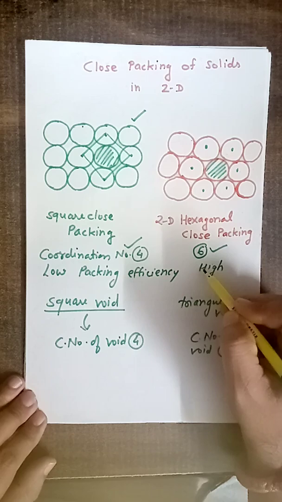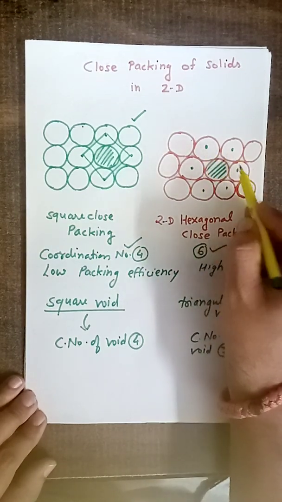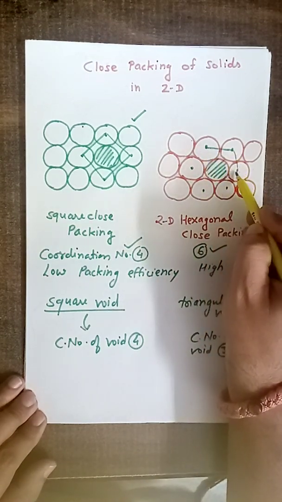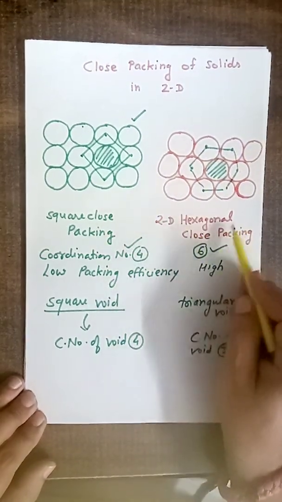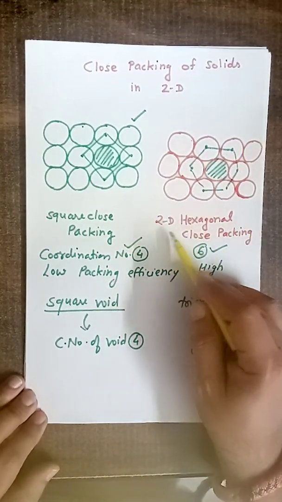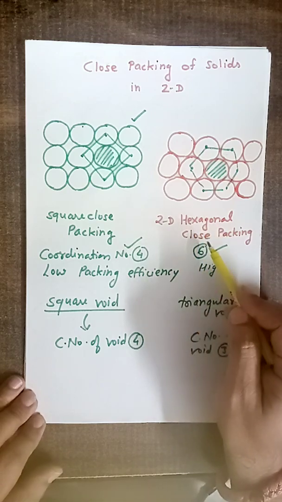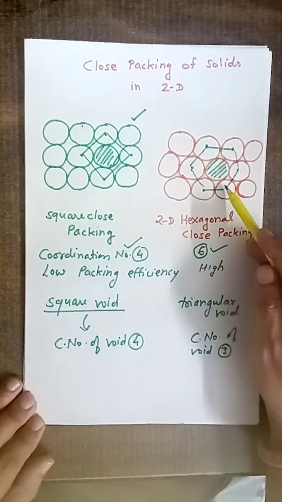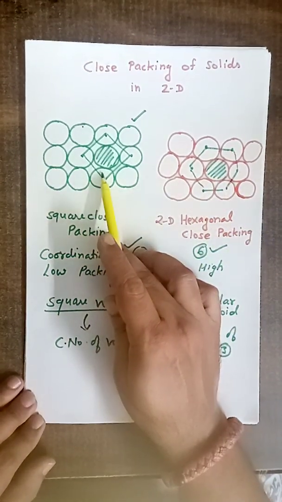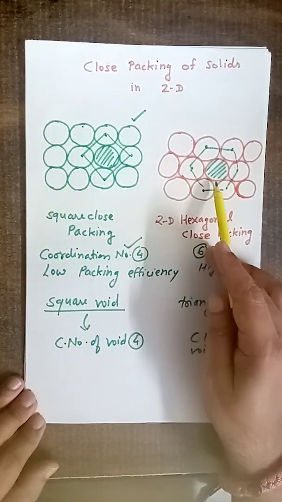Therefore its coordination number is 6. And if you connect all these 6 particles, you will see a hexagon here. Therefore this packing is known as hexagonal close packing. In fact, it is 2D hexagonal close packing. So there may be two possibilities, square close packing and hexagonal close packing. Here coordination number is 4, here coordination number is 6.